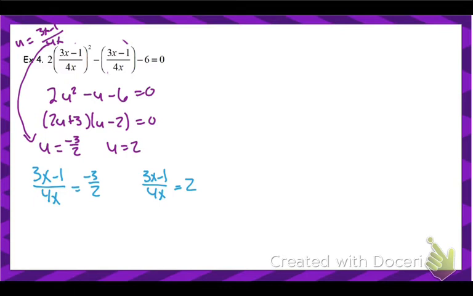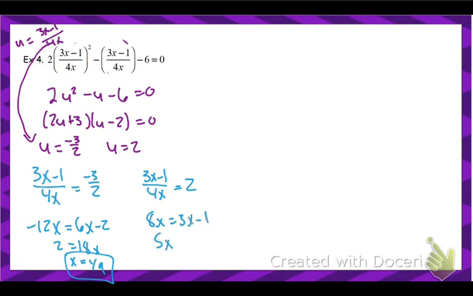I'll cross multiply on both of these. So negative 12x is equal to 6x minus 2. So that's going to give me 18x is equal to 2, and x is equal to 1 over 9. And then on my next one, 8x is equal to 3x minus 1. So 5x is equal to negative 1, and x is equal to negative 1 over 5.